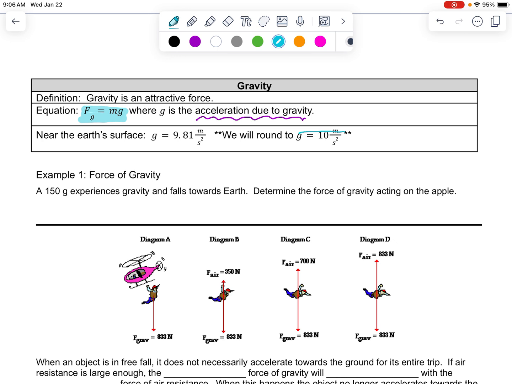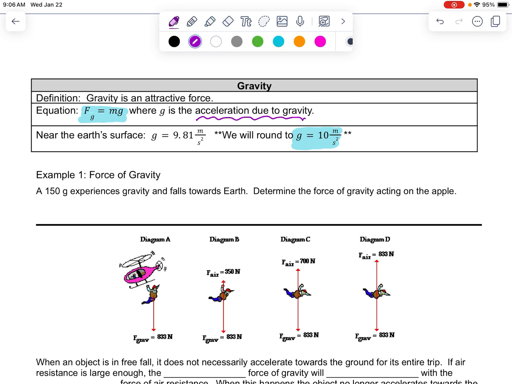Let's try and actually highlight that instead of drawing a line through it. We're going to use 10 meters per second squared. It's not as precise, it's not as accurate, but it really helps us do math pretty easy. So we're going to use 10 meters per second squared to get a general estimate of how much force there is. Okay, here we go.